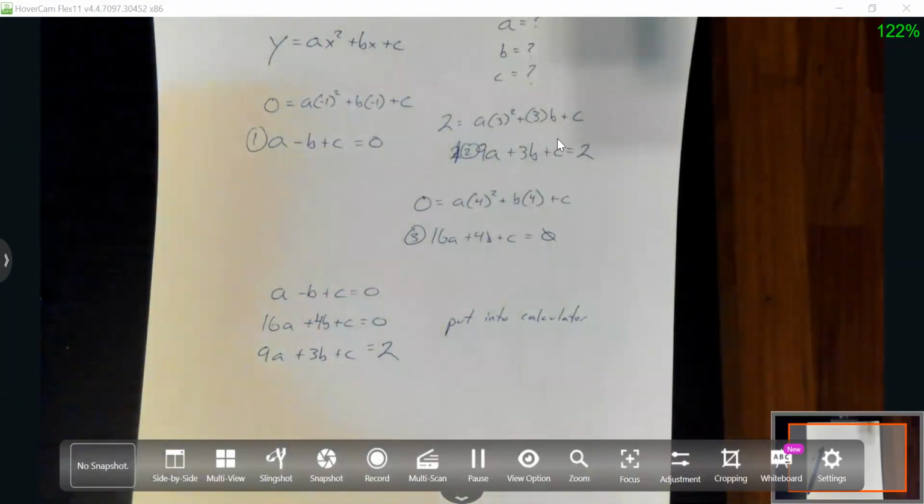All right, so we would have 1, -1, 1, and 0, 16, 4, 1, and 0, and then 9, 3, 1, and 2. Okay, I've got it into my matrix. Can now go into math. Mine's a little bit different than your guys's. Reduced row echelon form of my matrix, which I think is stored as A right now.